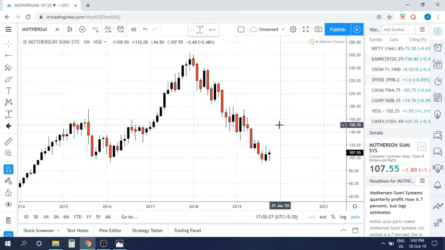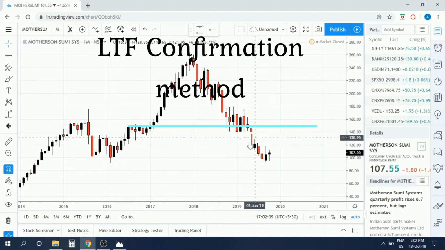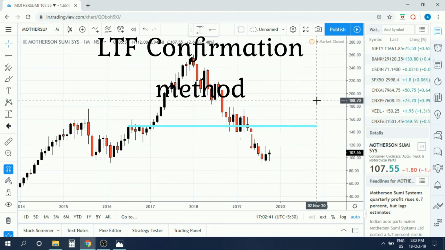Hi, good evening. So today I'm going to share my analysis on the stock Motherson Sumi. This is by virtue of a request from a friend who wanted to know how to initiate trades in lower time frames in terms of confirmation. So I'm going to share one form of confirmation today.